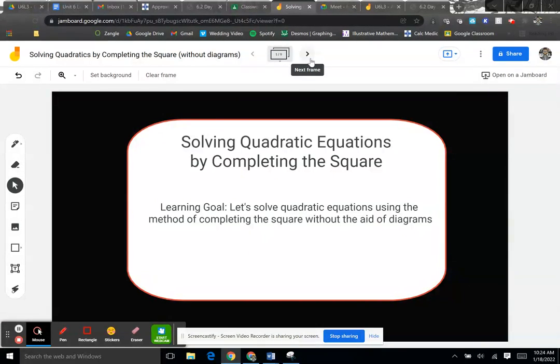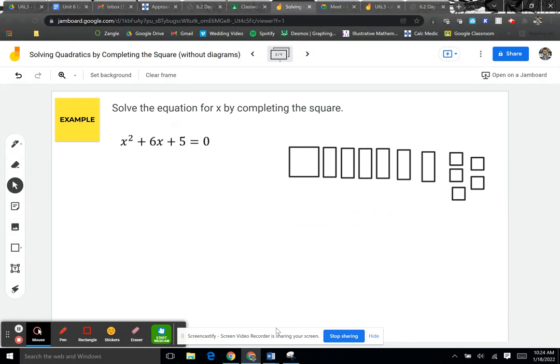But you might have noticed how tedious and how much of a hassle it became when we had lots of rectangles and squares and different shapes to work with. Well, let's try to get away from that now. So here we're going to solve this equation by completing the square. I'm going to start off by using a diagram just so we can start to understand what we could do with this equation without using the diagram.